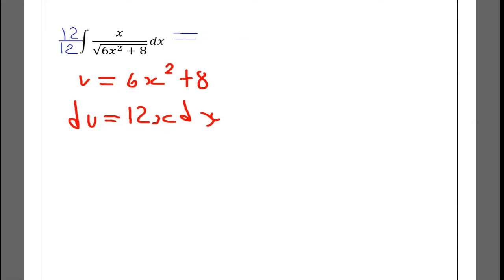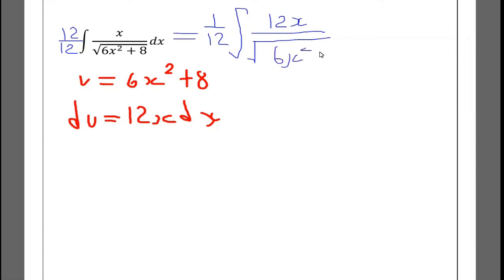And so this is now equal to 1 over 12 times the integral of 12, bringing this 12 to get 12x over the square root of 6x squared plus 8. All right, so that's what I get. Good. Now that I get this, what's my next objective?